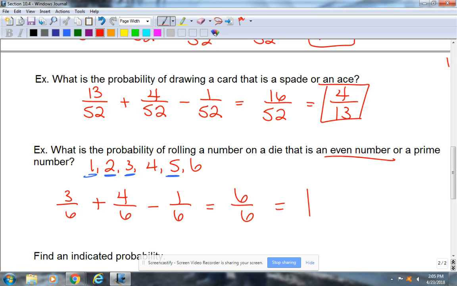They're evens. But what's the whole point of this? We're saying the probability is 1. That means no matter what I roll, it has to be even or prime.